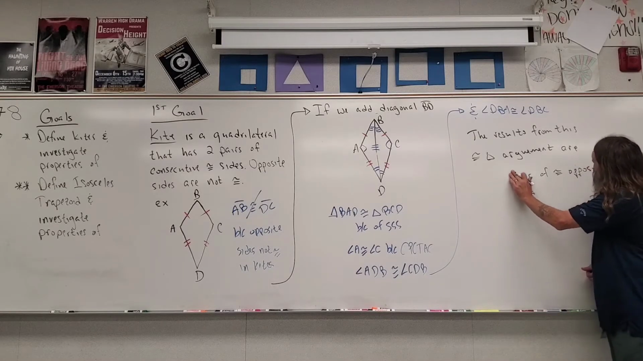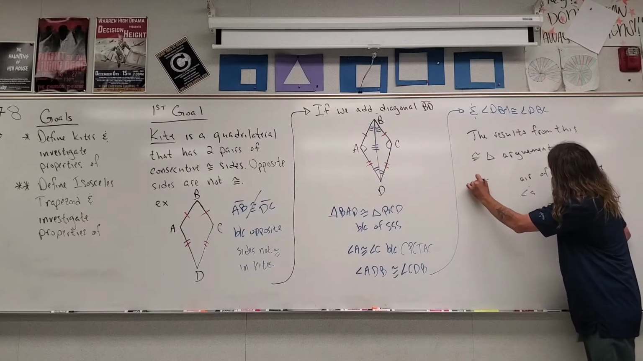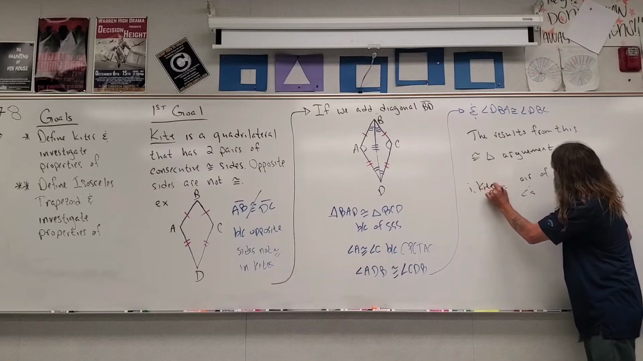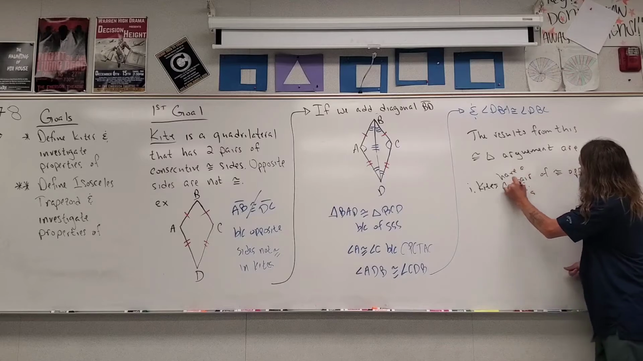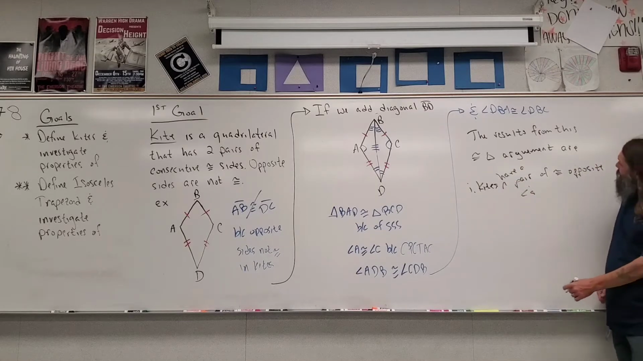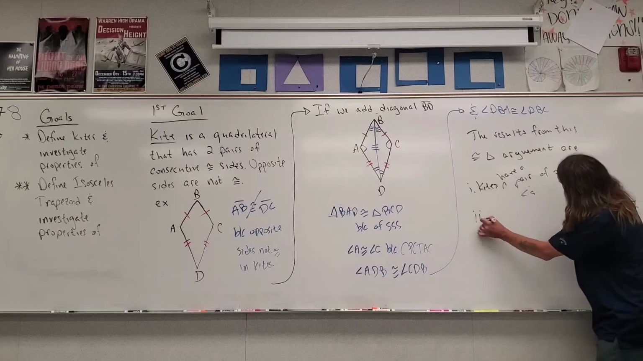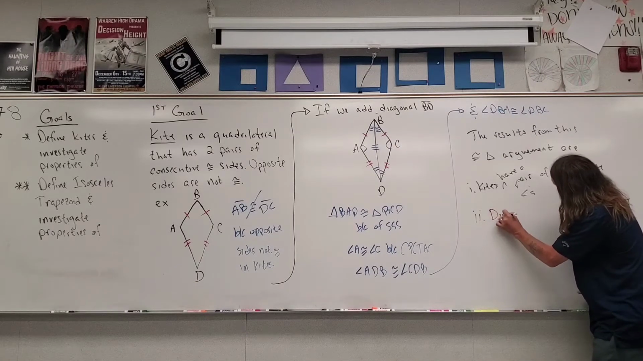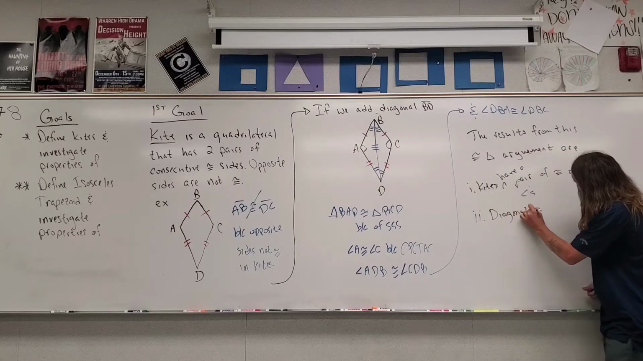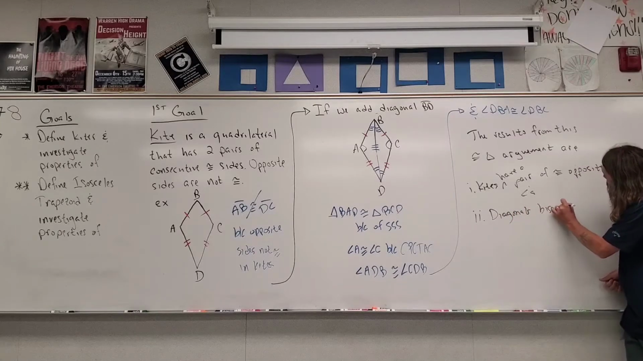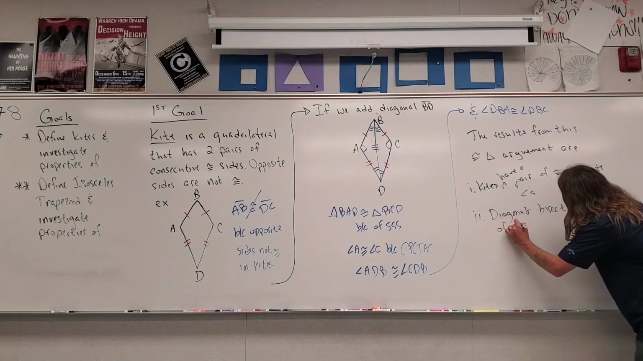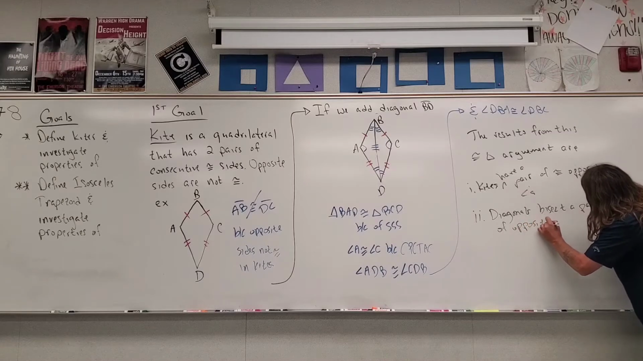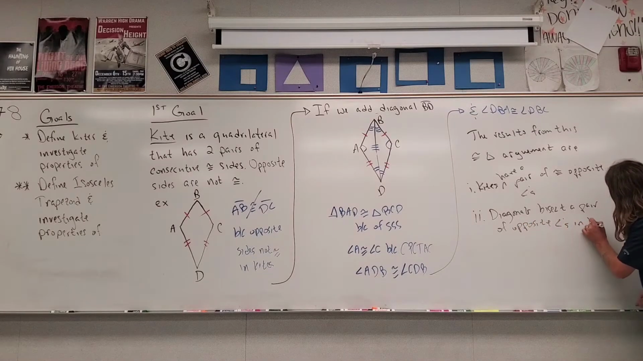You know, I need to rewrite this. Kites have a pair of congruent opposite angles. And kites' diagonals bisect a pair of opposite angles. Okay, so that's not a very good case.